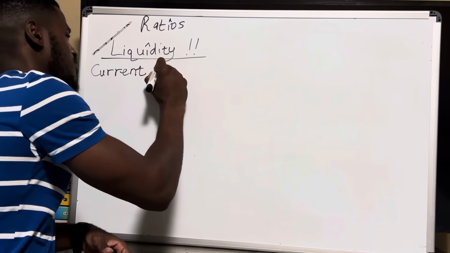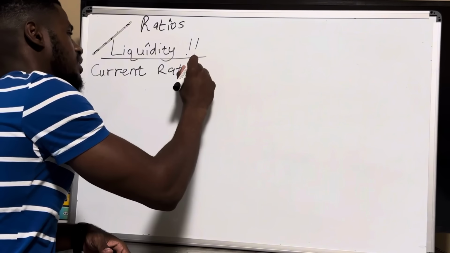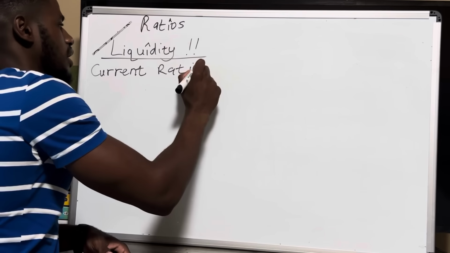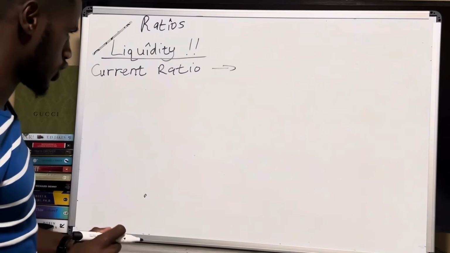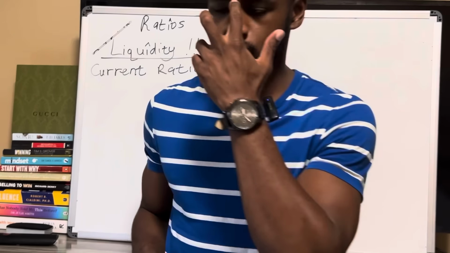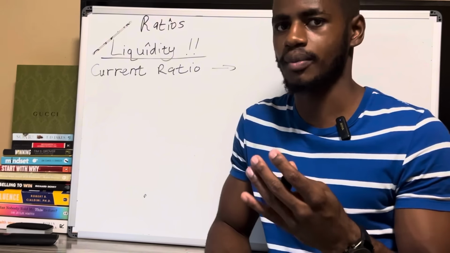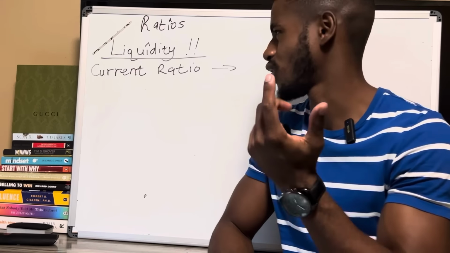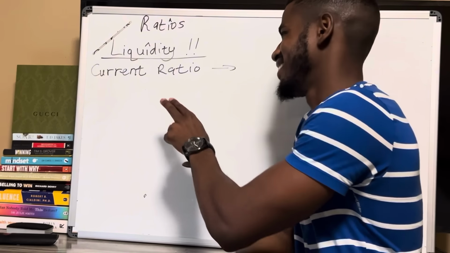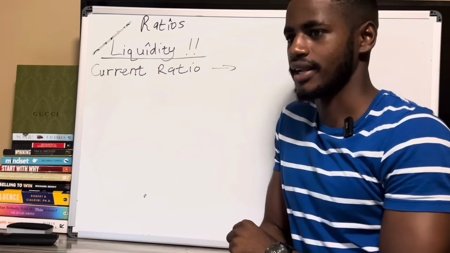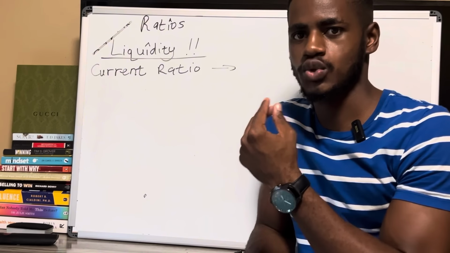I know you've heard about current ratio 3,000 times. So this is a revision, so I'm just going to be summarizing some, but I'm going to be teaching all of it. Now, what is the current ratio? What do we want to see here?